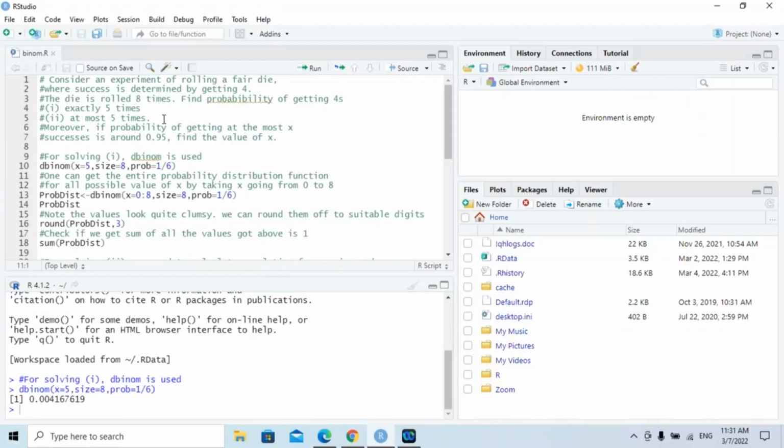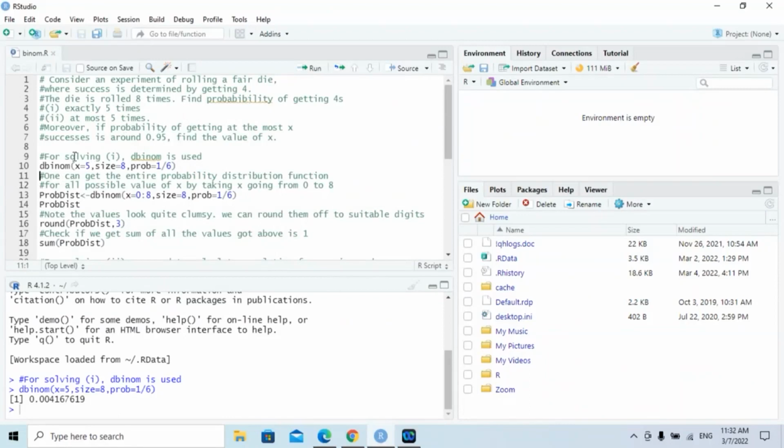Then the second question was to find the probability of getting 4 at the most 5 times. So that is a cumulative probability which we need to calculate. We will go to that, but before this, I want to show you one more command where I can actually generate the entire probability distribution function.